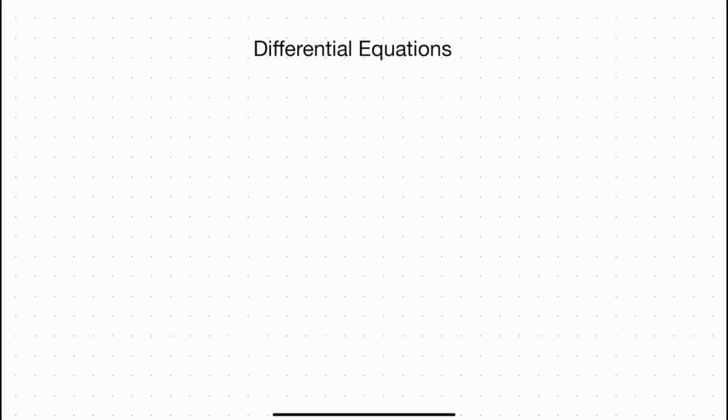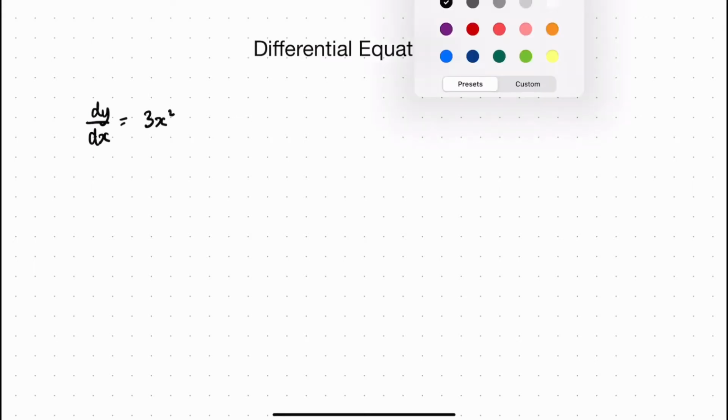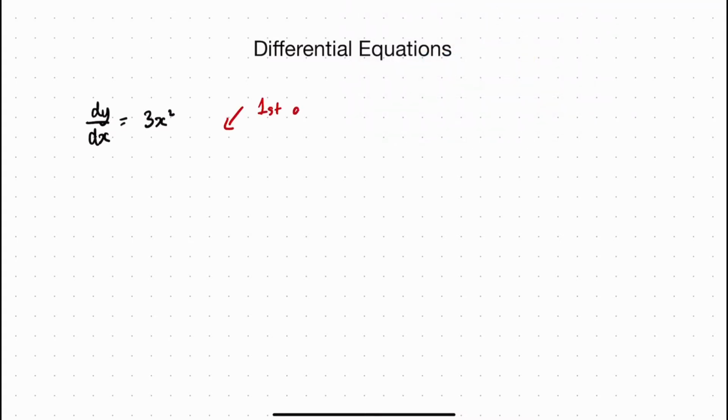So, you may be thinking, I've seen differential equations before, and you'd be right. A differential equation is an equation that is written as something like dy by dx is equal to 3x squared. And dy by dx is called a first order differential equation, because it's the first time that you've differentiated it. If I was to differentiate again and get d2y by dx squared is equal to 6x, this is considered a second order differential equation.